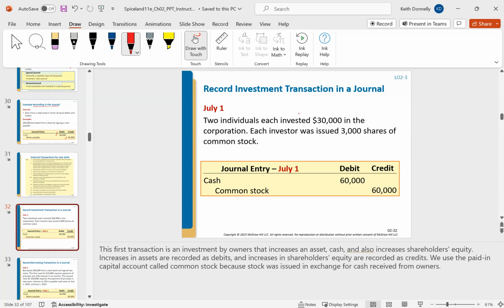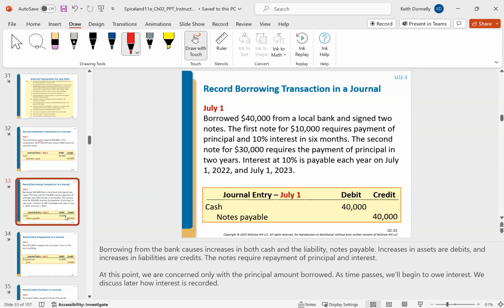So we have 2 individuals who each invested 30 grand. So 2 times 30, we're looking at 60,000, and they got some stock, 3,000 shares of stock. This is from the business's point of view. We got cash, debit cash. We issued stock, credit common stock. Our total debits equal our total credits. Next, we borrowed $40,000 from a bank and signed 2 notes. We got cash, debit cash. We now have more liabilities, credit note payable.